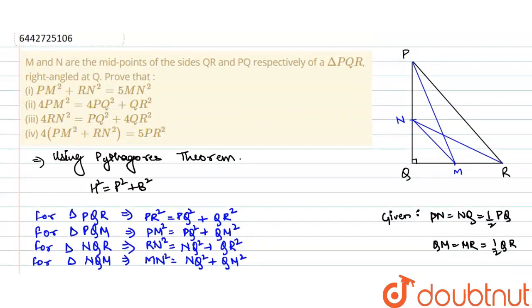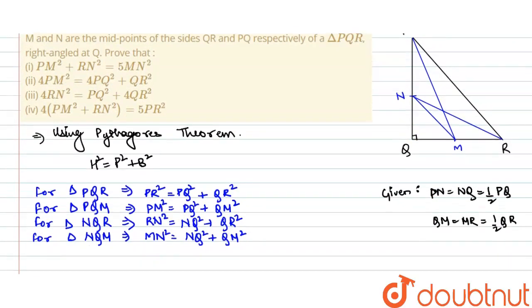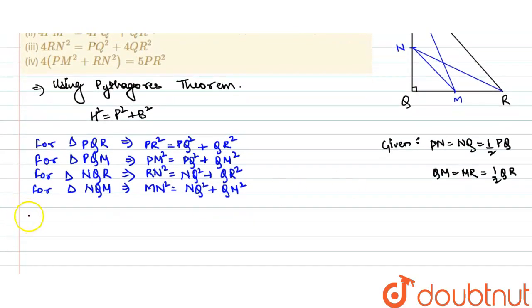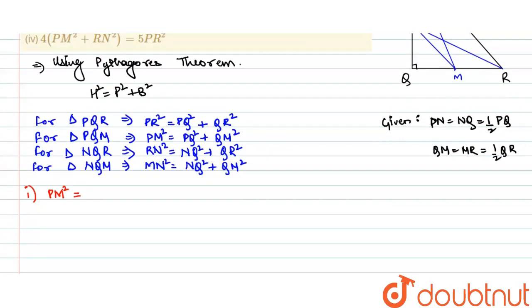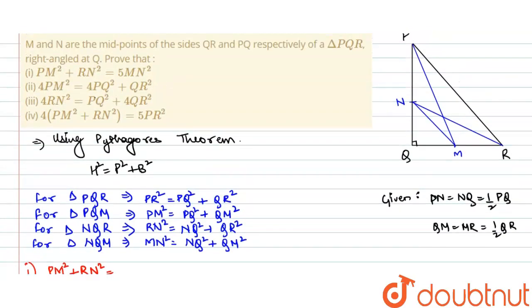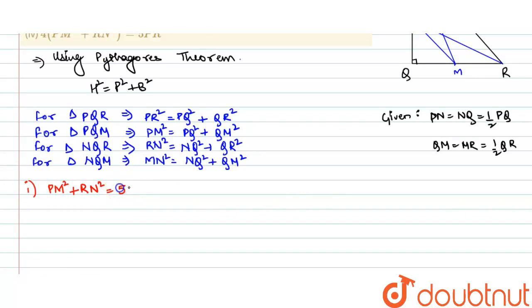Now we'll take a look at the parts. First we have to prove that PM square plus RN square is equal to 5 MN square. So PM square plus RN square is equal to 5 MN square. Now here I will take the LHS first. So LHS is equal to PM square plus RN square.